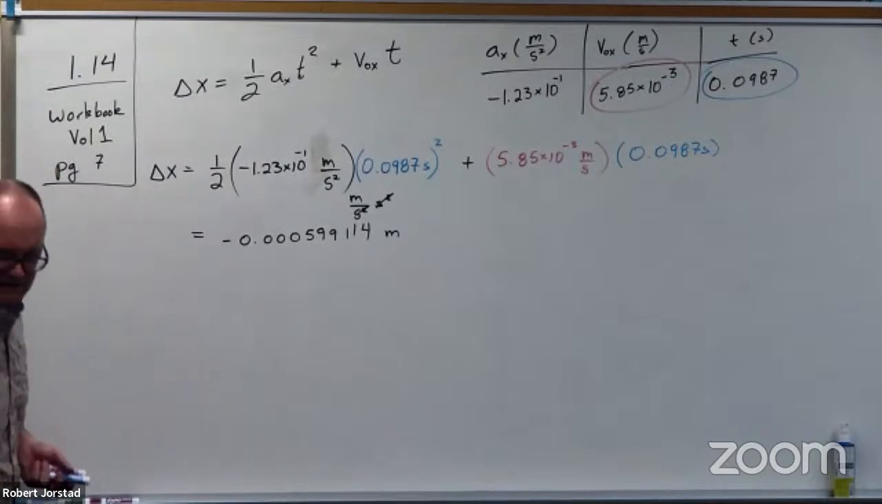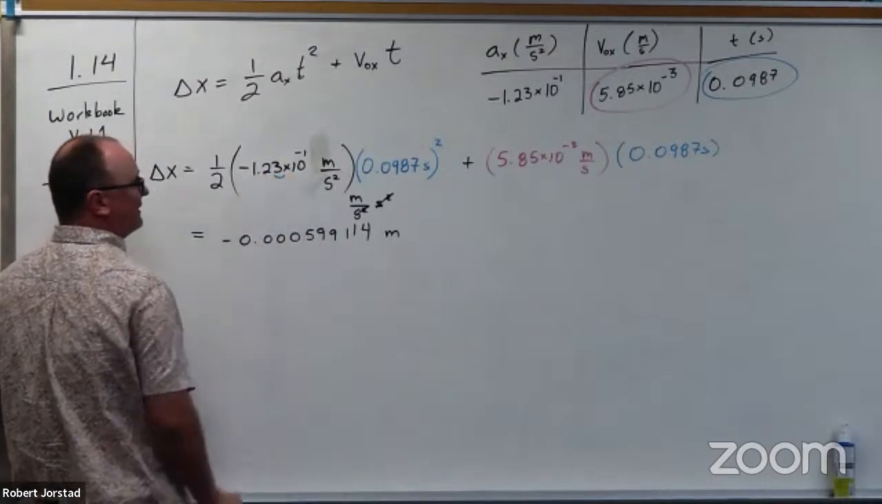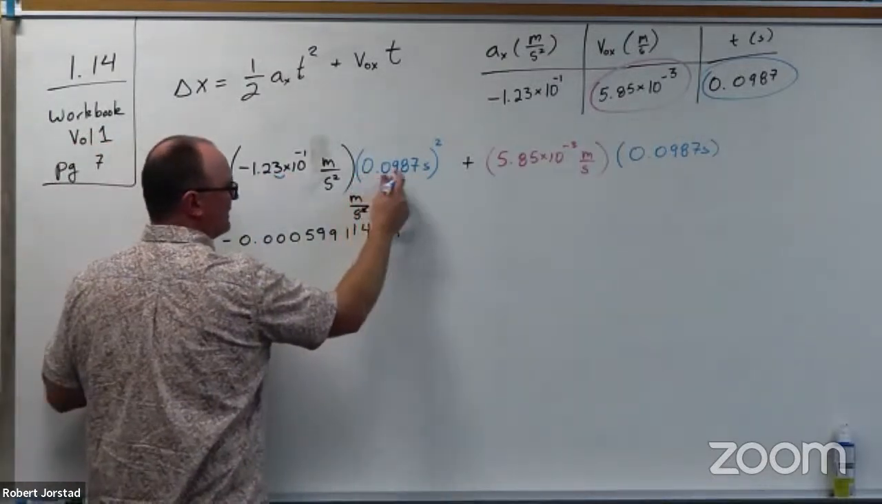How many sig figs? Let's go. This one has 1, 2, 3. This one has nothing, 1, 2, 3.